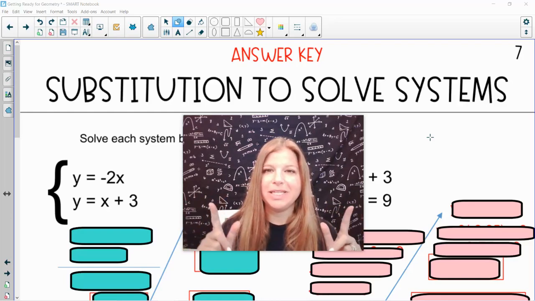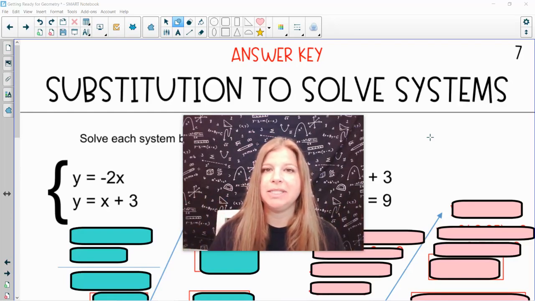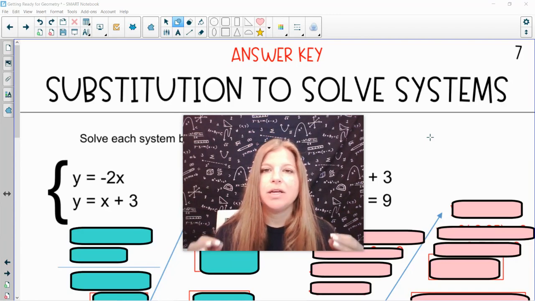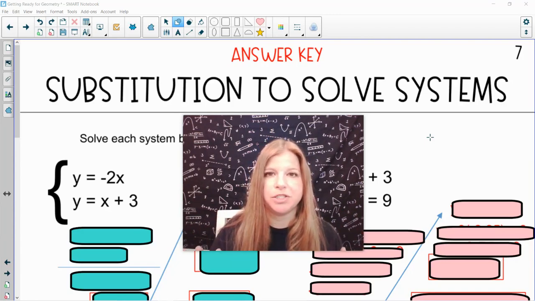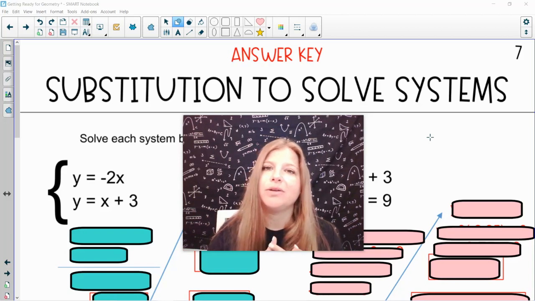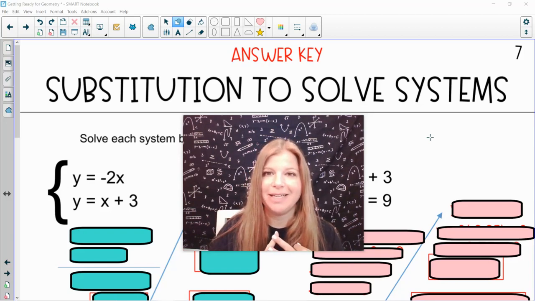Hey guys, we need to be able to solve systems of equations, and in this lesson, we're going to talk about using substitution to solve systems. We know that we can solve systems of equations many different ways. We can graph them and see where they intersect. We can use substitution, which we're going to talk about right now, and you can also use elimination. Ready? Let's take a look together.